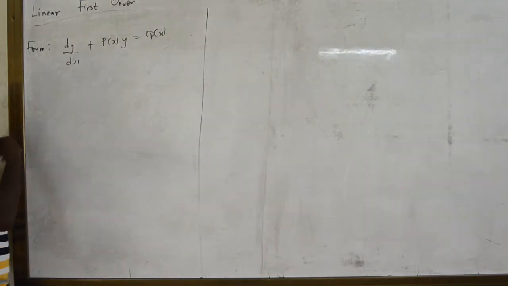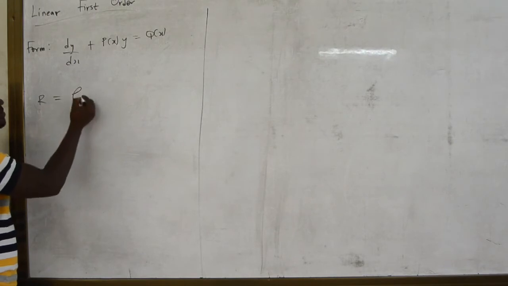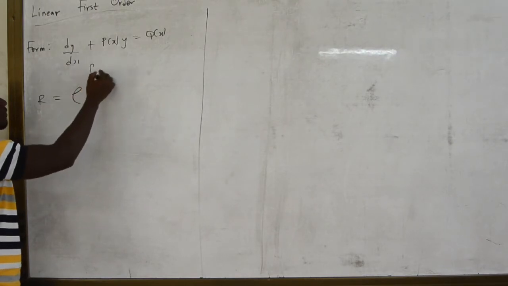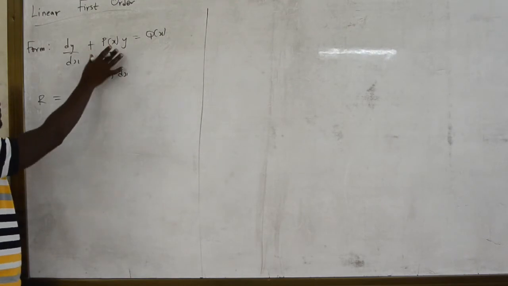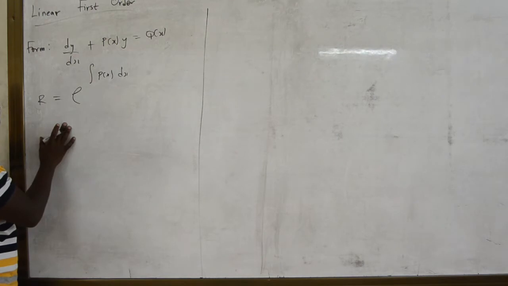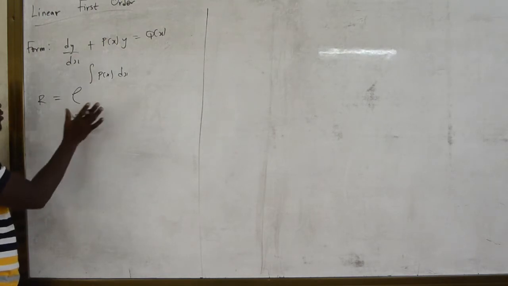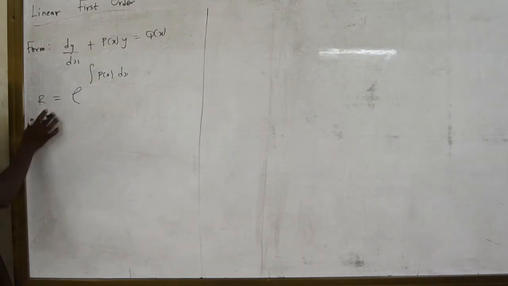And we call something the integrating factor, which is represented by the variable r. This is e to the power of the integral of p of x dx. Where does this p of x come from? The p of x here. So always you have to find your integrating factor, and it goes by this formula. After getting your integrating factor, you take it and multiply it through the whole equation.